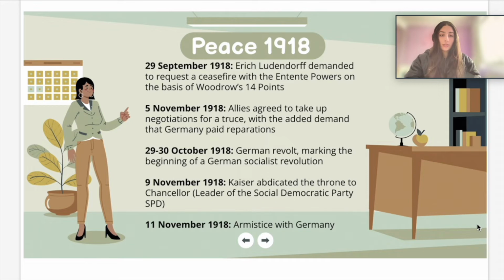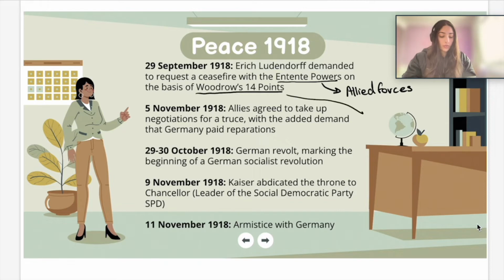Alright, so let's now start by looking at the steps towards peace that were initiated in 1918. So on the 29th of September 1918, Erich Ludendorff demanded to request a ceasefire with the Entente powers on the basis of Woodrow's 14 points. Now, we'll talk about Woodrow's 14 points soon, but the Entente powers, that's just another name for the Allies, or the Allied forces. Okay, and Woodrow's 14 points were like set rules by Woodrow Wilson, who was the United States of America president at the time.